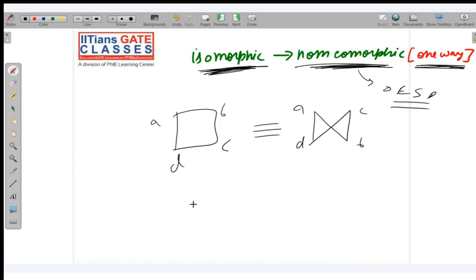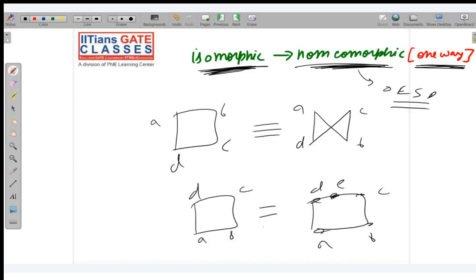If homomorphic, then isomorphic? No. For example, this is the graph and this is the graph, and here I have introduced one vertex. So A, B, C, D and E here, A, B, C, D. Are they isomorphic? Never, because there we have 4 vertices and here we have 5 vertices. Not at all, but they are homomorphic. So the converse is not true. This is correct, but this is not.